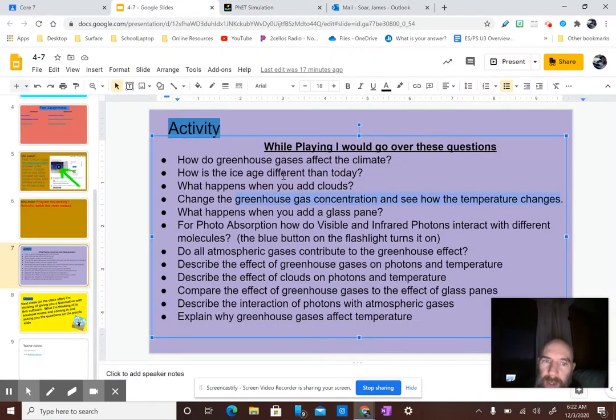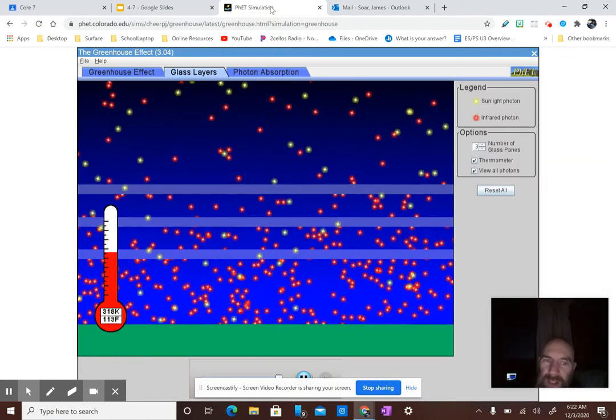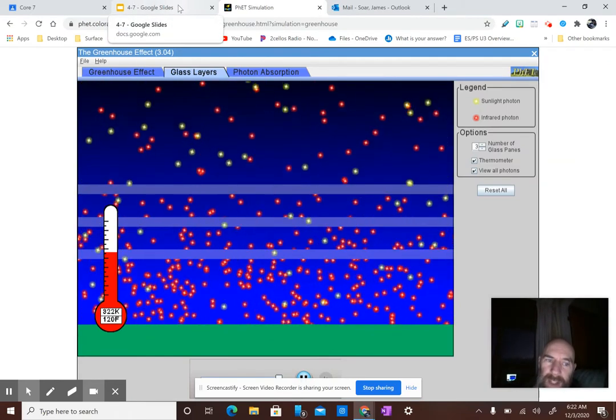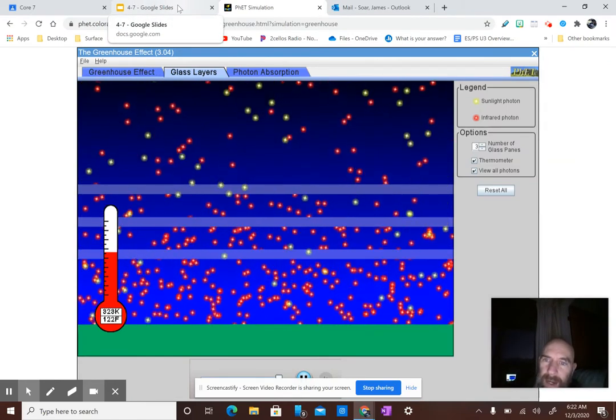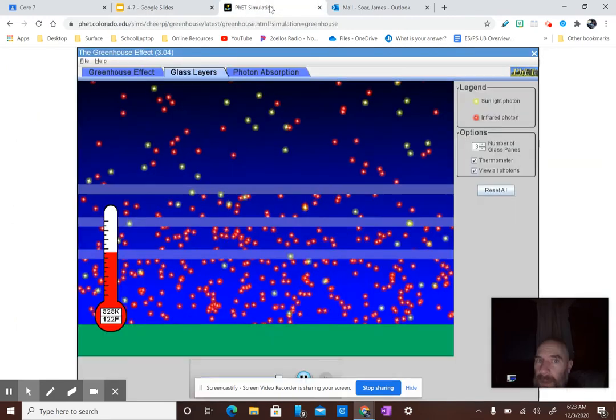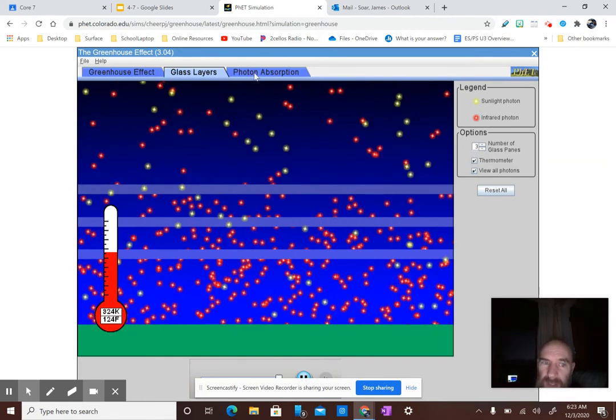So, next question. Oh wait, let's see the temperature of this. It gets up to like 113. All right, 115 even, 120. Dang, it's skyrocketing. All right. So what's this one? For photo absorption, how do visible and infrared photons interact with different molecules? All right. So go into this.